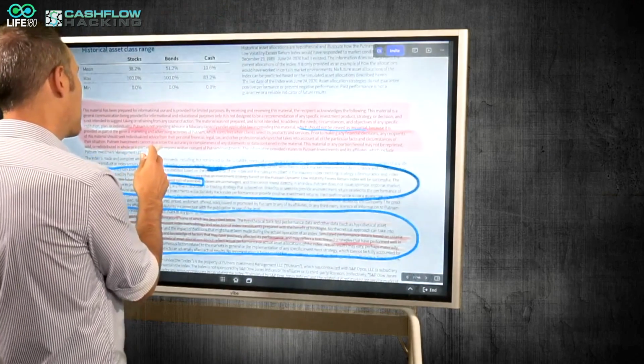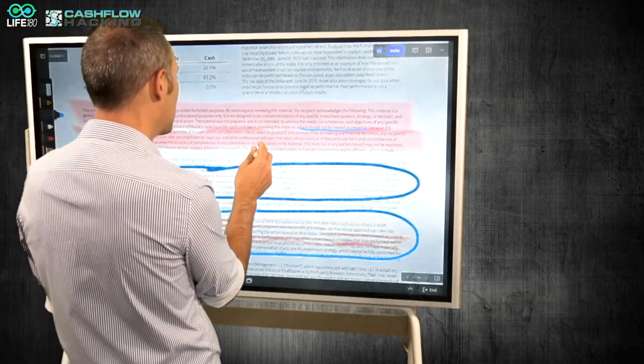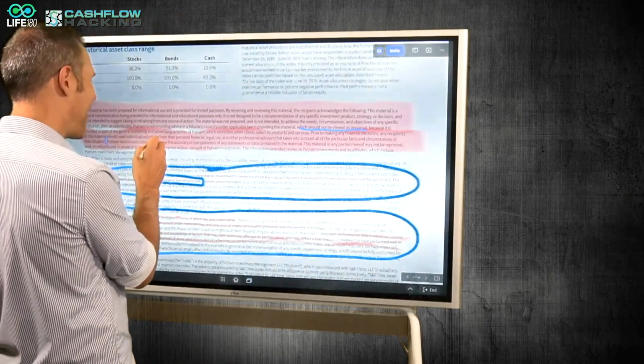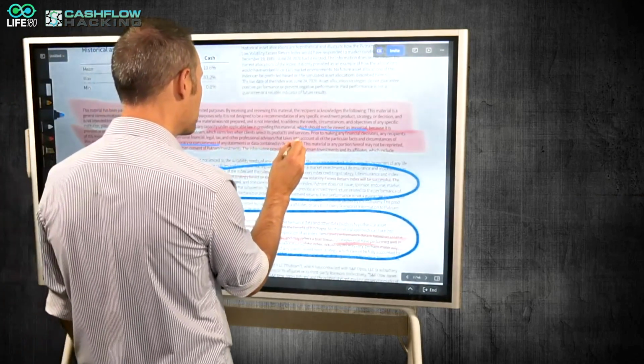Putnam Investments cannot guarantee the accuracy or completeness of any statements or data contained in this material.